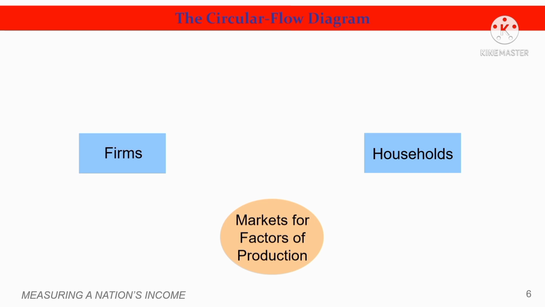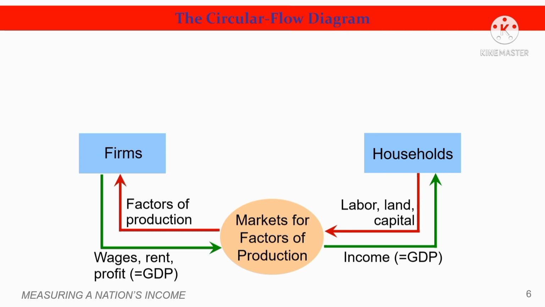There are also two markets. The markets for factors of production. The green arrows represent flows of income or payments. The red ones represent flows of goods and services, including factors of production. To keep the diagram simple, we have omitted the role of the government, the financial system, and the foreign sector.